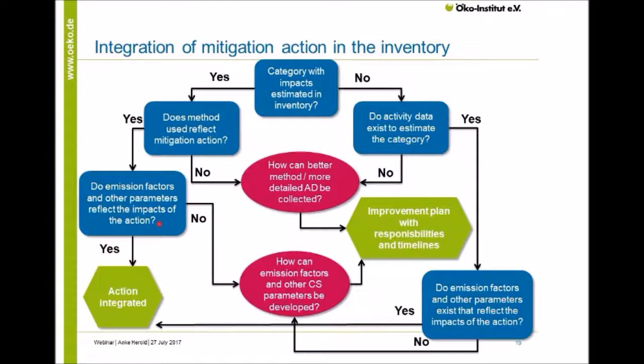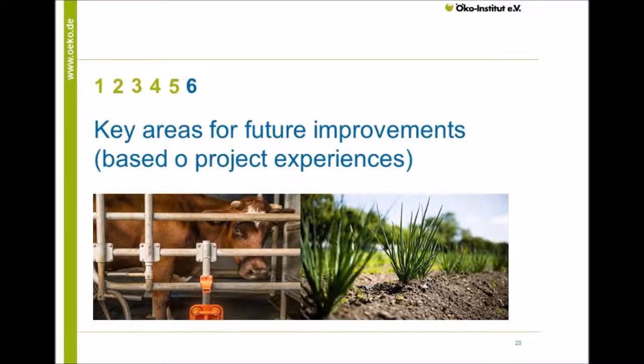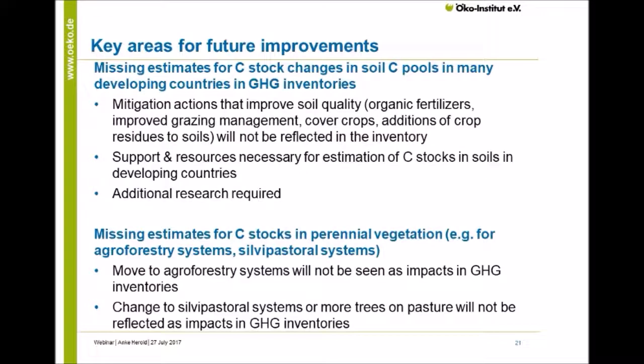Or it could be that the emission factors are not yet fully reflecting the mitigation action. Then it would also be an area where the emission factors have to be developed further. Based on the countries we were working with, I want to present some key areas of future improvements in the agriculture sector, where we have been going through this decision tree. And that is summarizing mainly the major areas where we have seen that improvements are necessary.